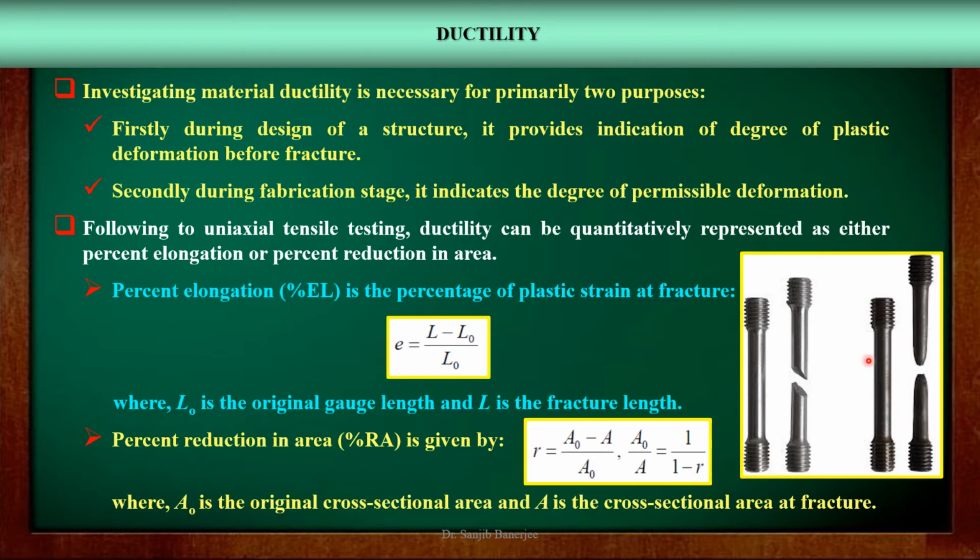In this figure, we can see a tensile specimen before the test, and this is the same specimen after fracture. Now, due to necking, there was a localized reduction in cross-sectional area, and we can measure this reduction in cross-sectional area with respect to the original area, or A naught.